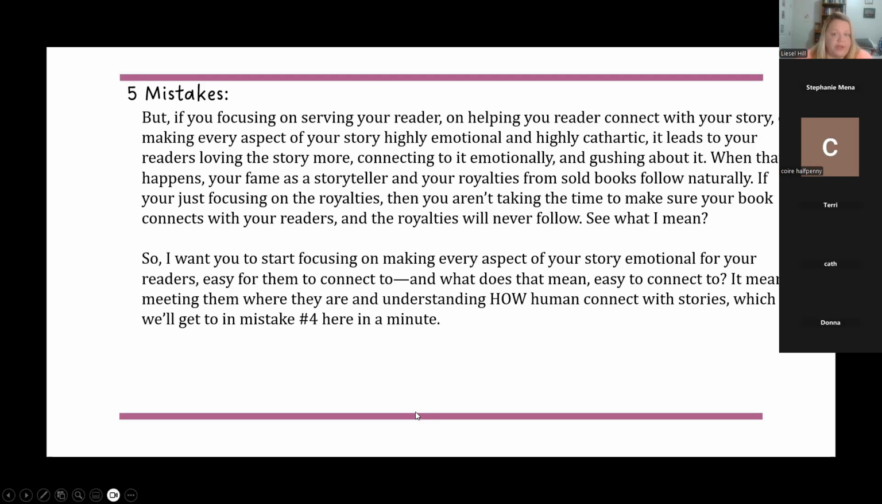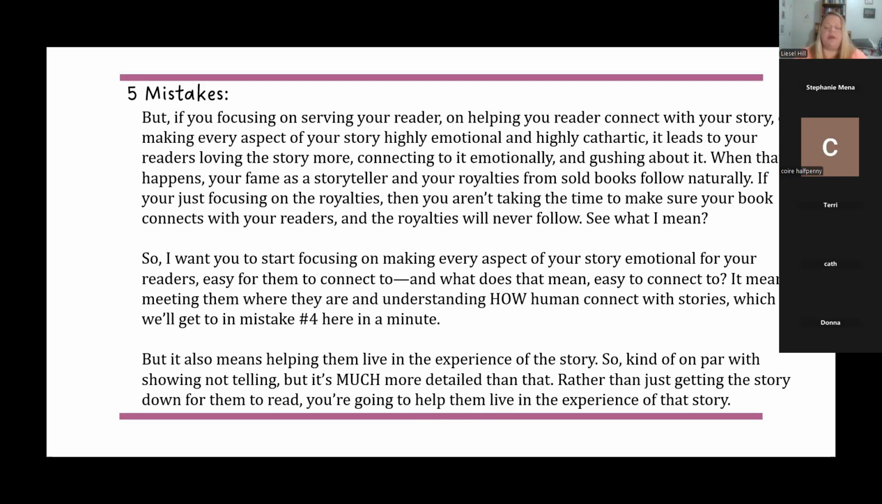So this is what I want you to start doing in order to fix this mistake. I want you to start focusing on making every aspect of your story emotional for your readers, okay? And easy for them to connect to. Now, what does that mean? Easy for them to connect to. It means meeting them where they are and understanding how human beings connect with stories, which we're going to go over in the next mistake, number 4, here in just a minute.